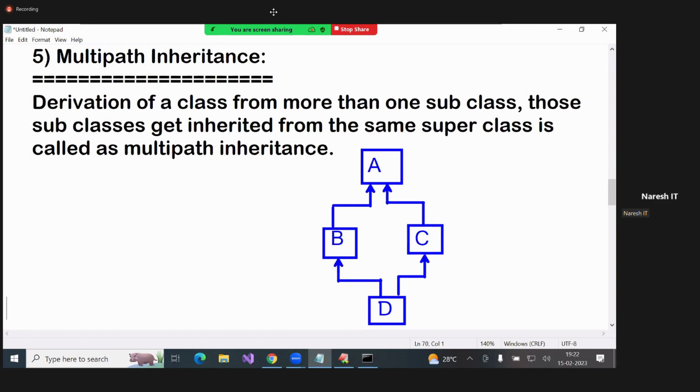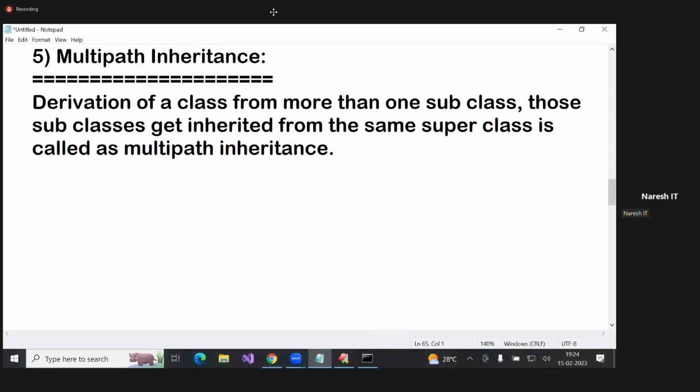A to D, there are two paths. Via B one path is there, via C one more path is there. That's why it is called multipath. Clear? More than one level is multi-level. More than one path is multipath. More than one superclass is multiple. More than one subclass is hierarchical. Okay. More than one form is hybrid. Next, hybrid inheritance.